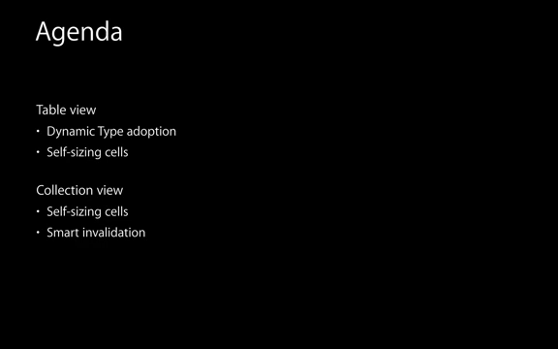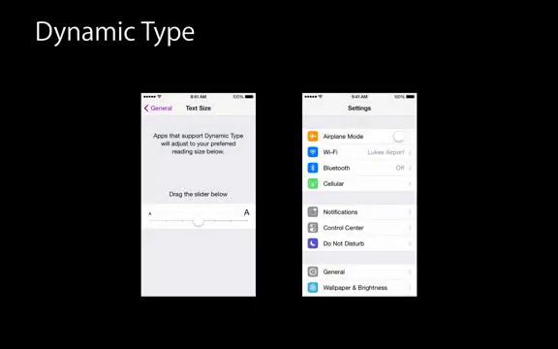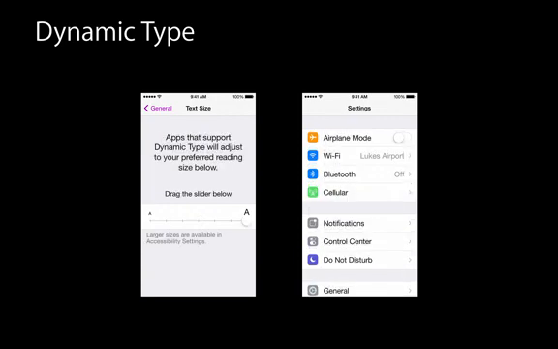So we'll begin by talking about table view and dynamic type adoption. If you've never seen this screen from iOS 7, which is when we introduced dynamic type, this is a screen in settings where you can change the text size to fit what feels appropriate for you. And if you're somebody who likes text a little bit bigger so that you can see things easier, then you can slide that over, and magically the text changes in the interface.